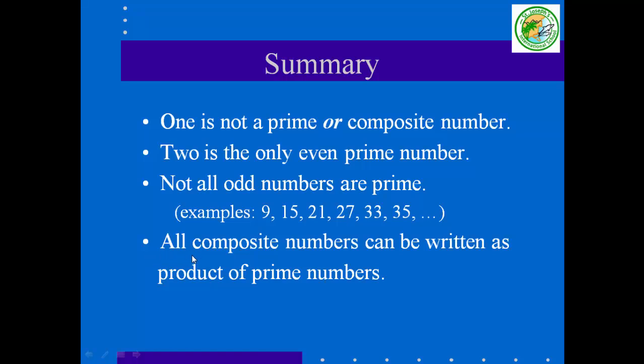The last point, all composite numbers can be written as a product of prime numbers. You will take it in primary 5.